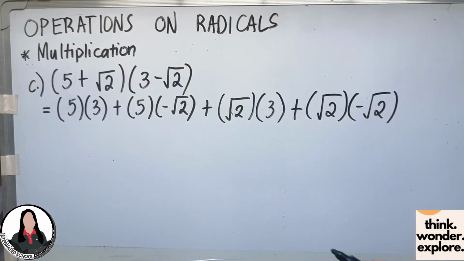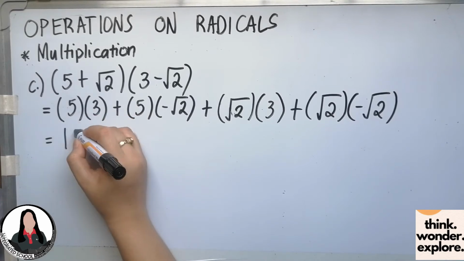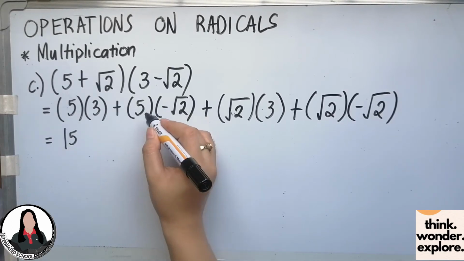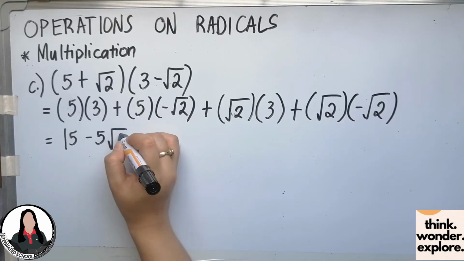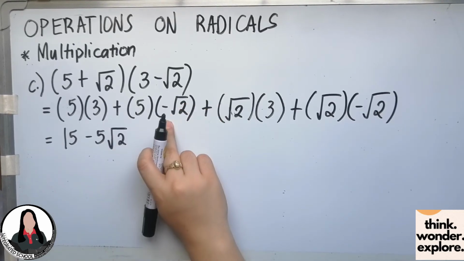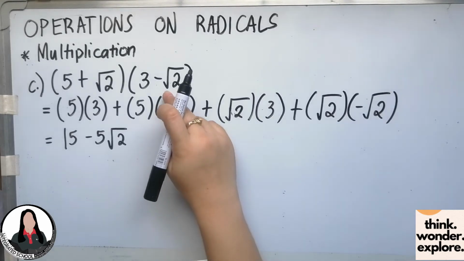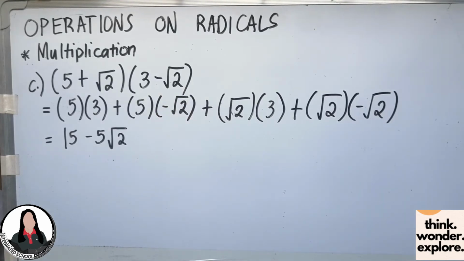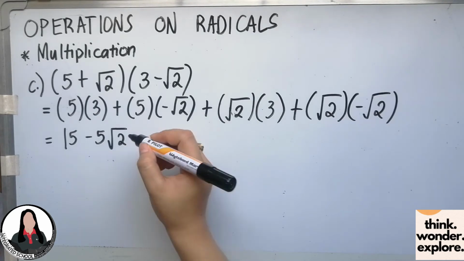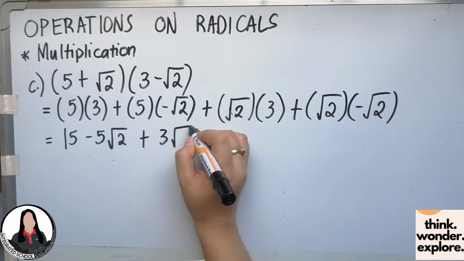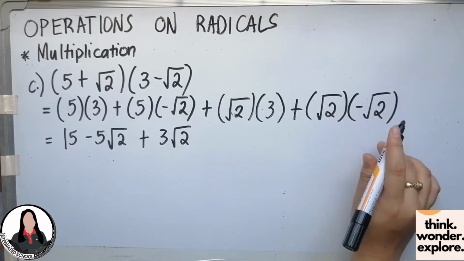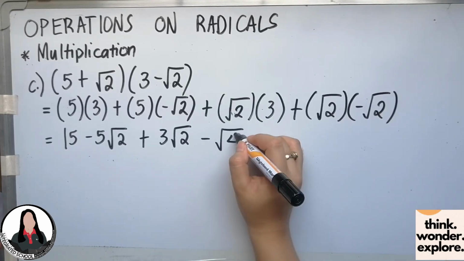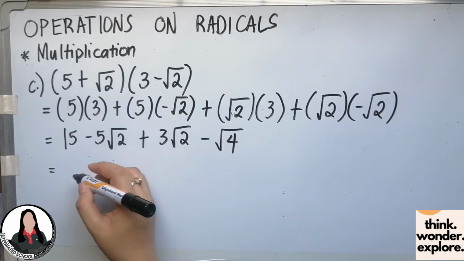And then we simplify. 5 times 3, that's 15. And then 5 times negative square root of 2, that is negative 5 square root of 2. Kasi dito sa tabi ng negative square root of 2 or sa gitna nila is meron tayong implied na 1. And then plus 3 square root of 2. And then square root of 2 times negative square root of 2, we have negative square root of 4. Then let's combine like terms.